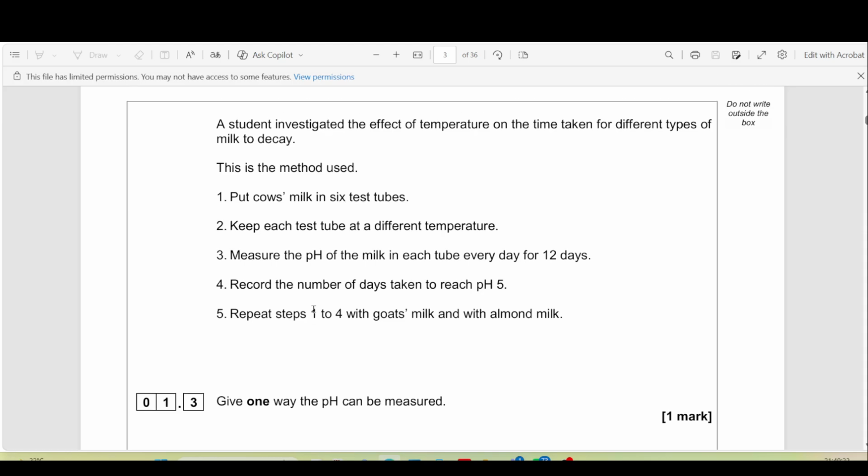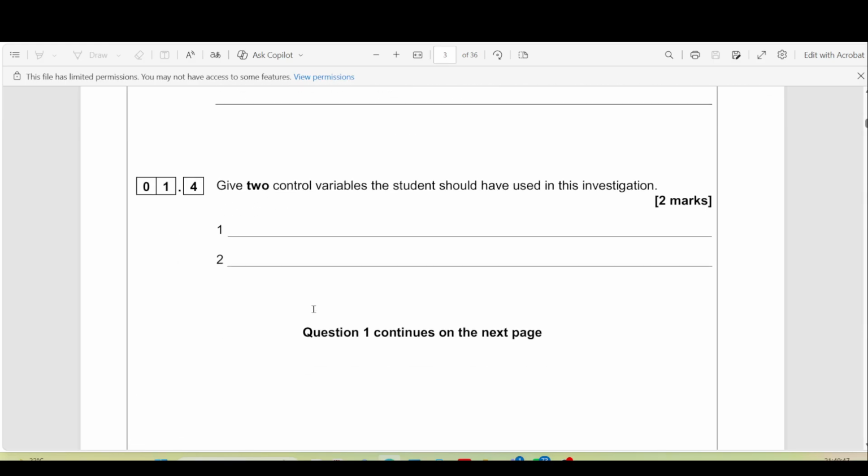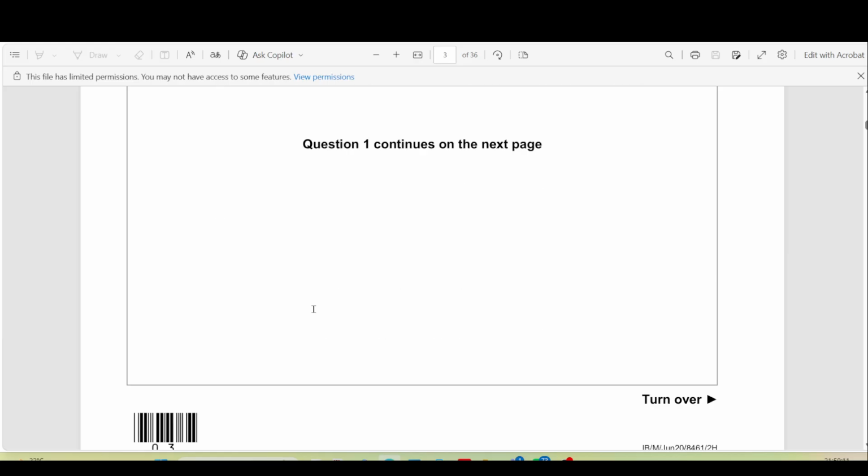Give two control variables a student should have used in the investigation. So, look, test tubes. To each test tube enter the same cow's milk. Yes, use the same cow's milk and same goat's milk. Record the number of days. Volume of milk should also be the same, right? Yeah.